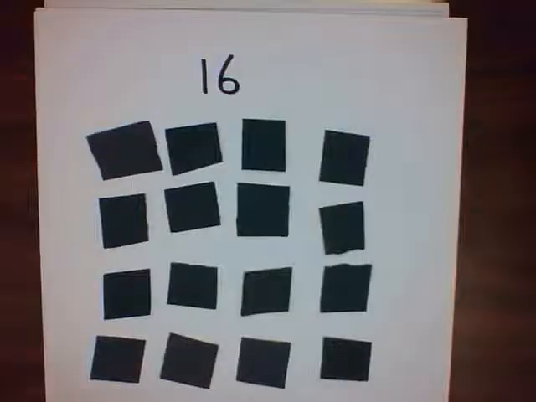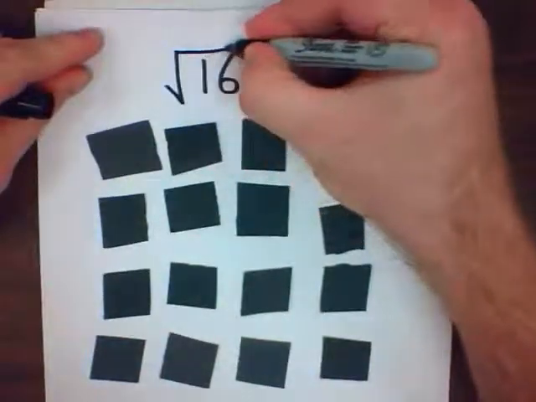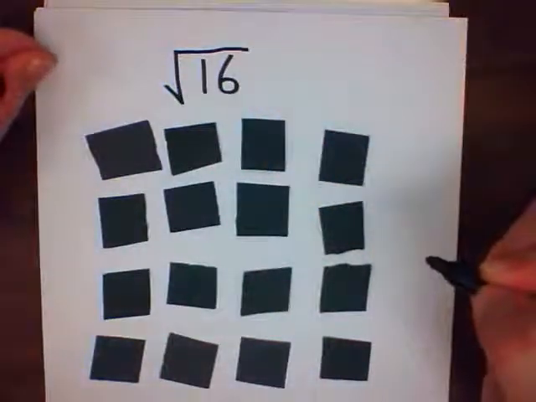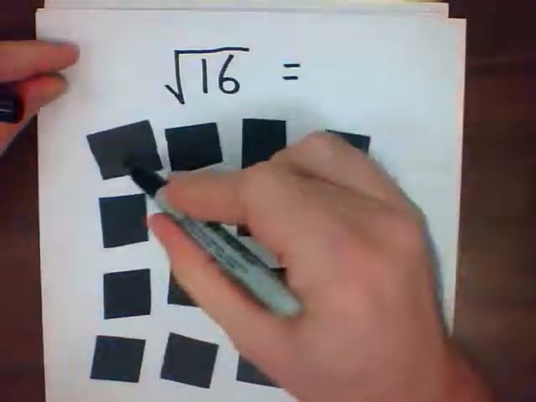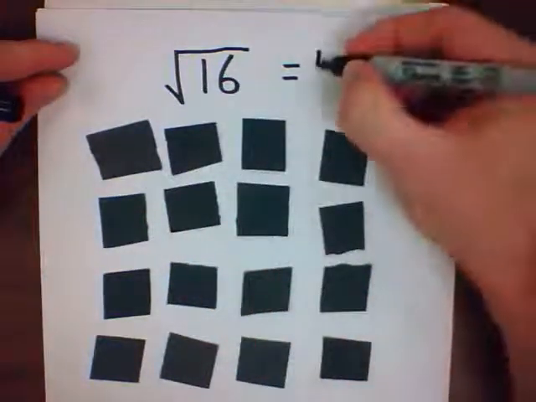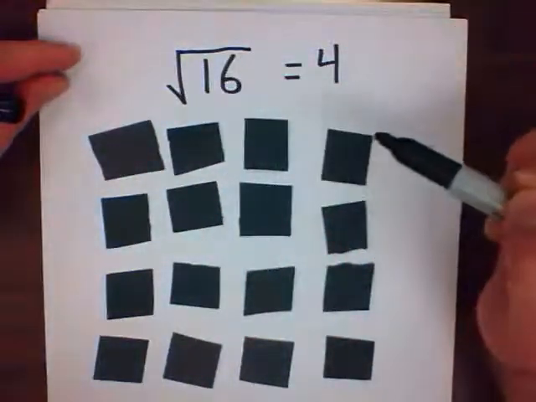Some more examples. Here we have the number 16. And if we ask ourselves the question, what number multiplied by itself is 16? We can see the answer right here. The square root of 16 is 4.